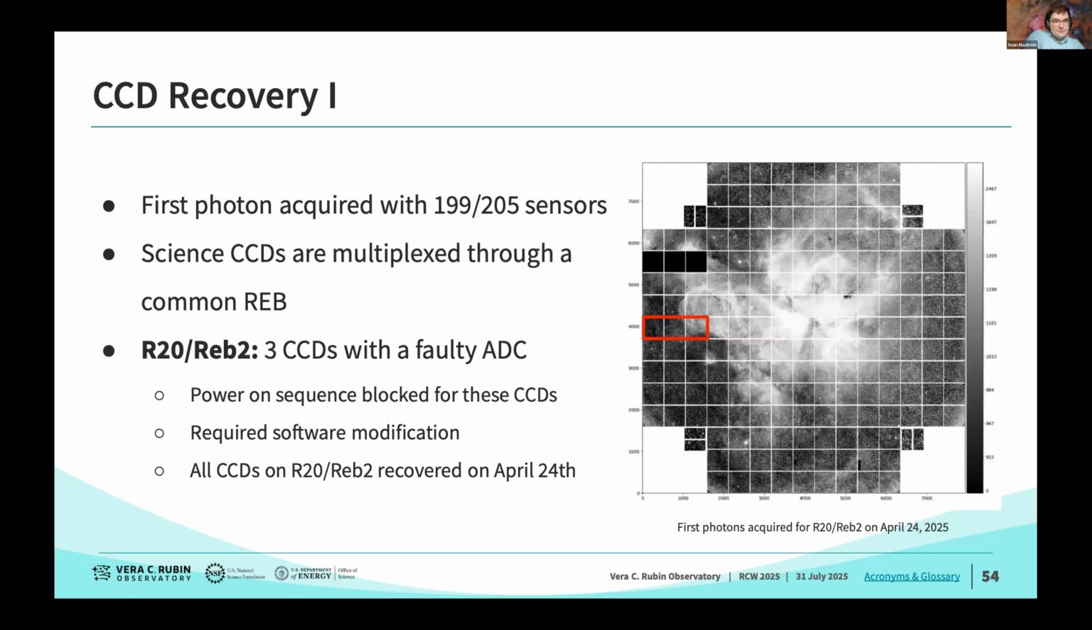Next slide, please. So as you've probably heard potentially elsewhere, but maybe this is the first time, when we acquired first photon, we did not have every sensor powered on at the time.